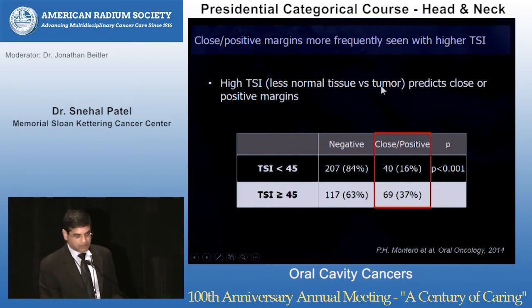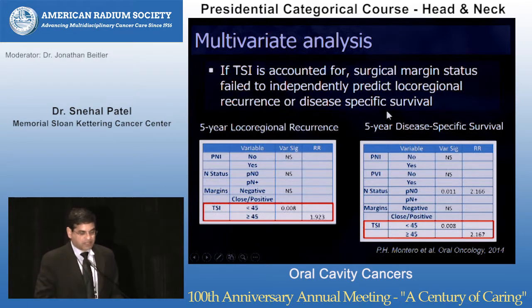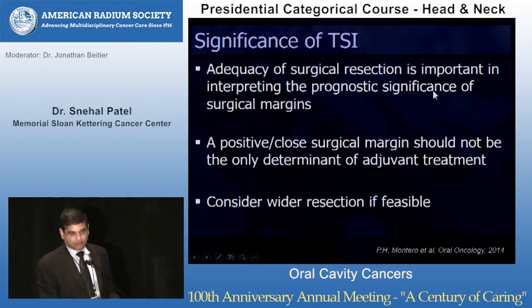That's understandable. But we were surprised to see that if you account for the adequacy of resection and factor that into a multivariate analysis for locoregional recurrence and disease-specific survival, suddenly the independent influence of margin status falls off, which gives you pause and supports the hypothesis that adequacy of surgical resection is an important factor in interpreting the prognostic significance of surgical margins.